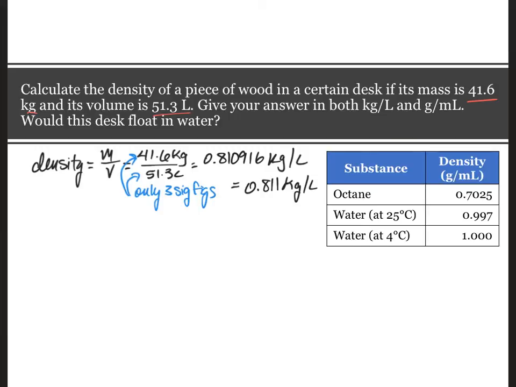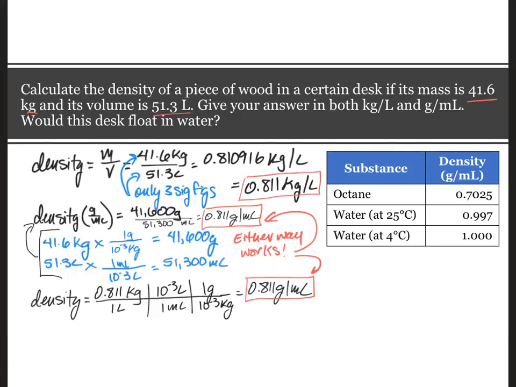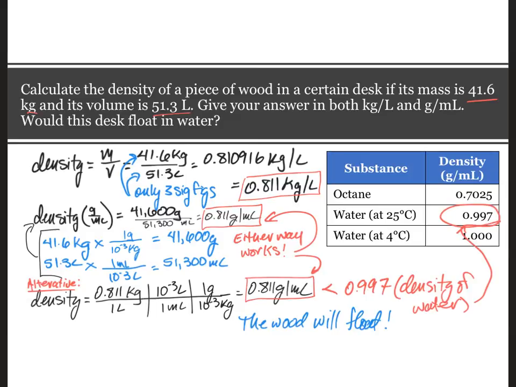We get 0.811 kilograms per liter. We can then convert from kilograms to grams and liters to milliliters and do the same calculation. Alternatively, we can take the kilograms per liter answer we got and convert those units to grams per milliliter. Either way, we see that the density of this wood is less than the density of water at 1 gram per milliliter, so it will float on water.